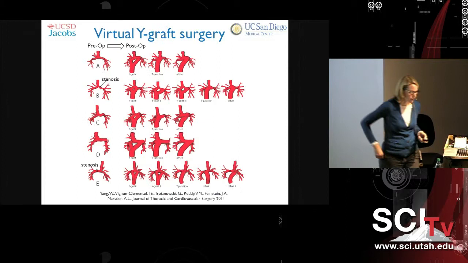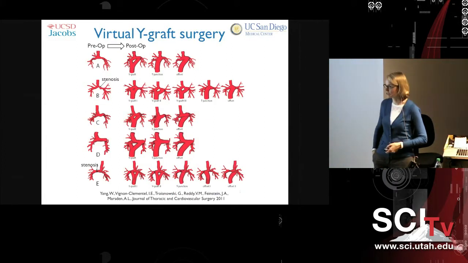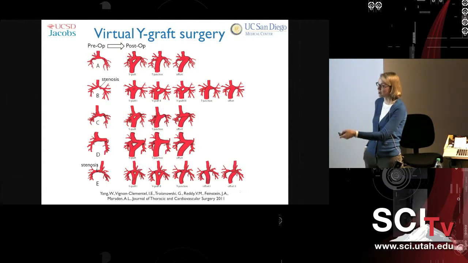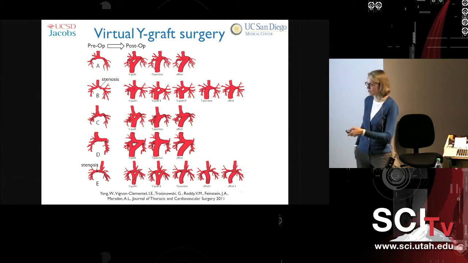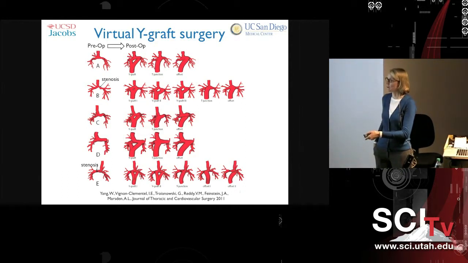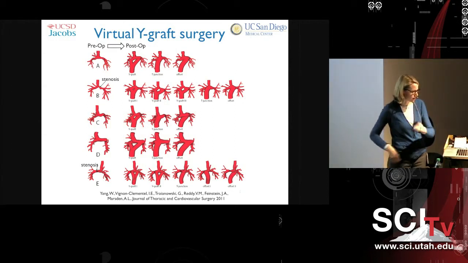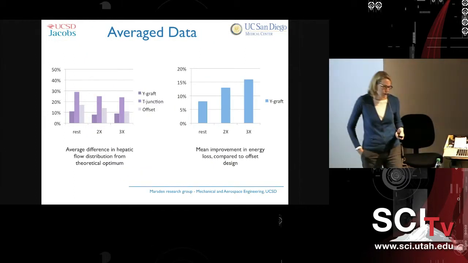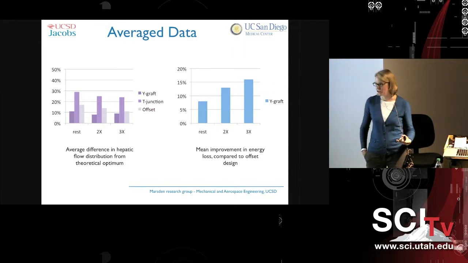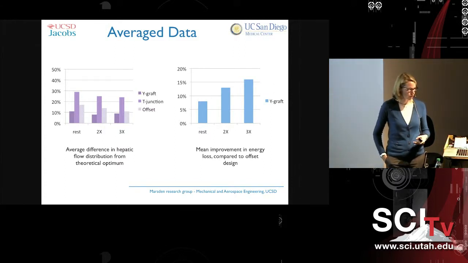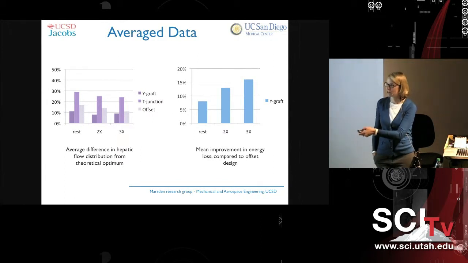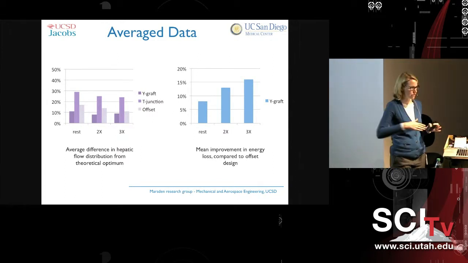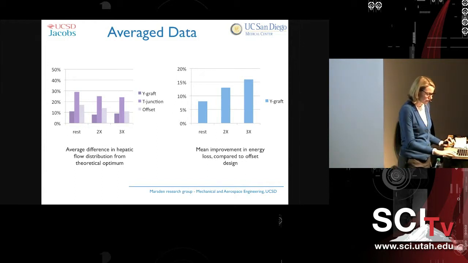And so we've been testing this in simulations. We did virtual conversion, starting with these 5 stage 2 or preoperative models, and converting them with several different options, discussing with the surgeon sort of what he might actually do in the OR. And then we tested in simulation all of these variations, comparing the T, the offset, and the Y junction. And we were able to show that we did indeed improve energy loss and improve hepatic flow distribution. And we looked at rest conditions and exercise conditions and found improvement over the whole range of conditions.